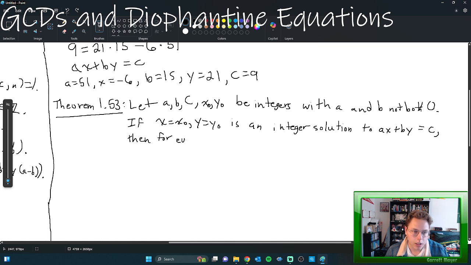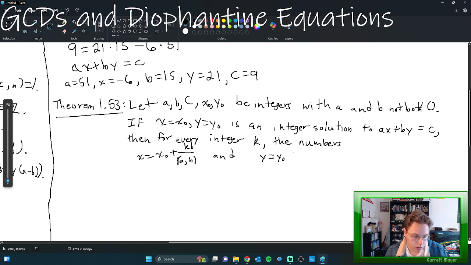for every integer k, the numbers x equals x naught plus k b over the GCD of a and b, and y equals y naught minus k a over the GCD of a and b are also integers that satisfy that Diophantine equation.